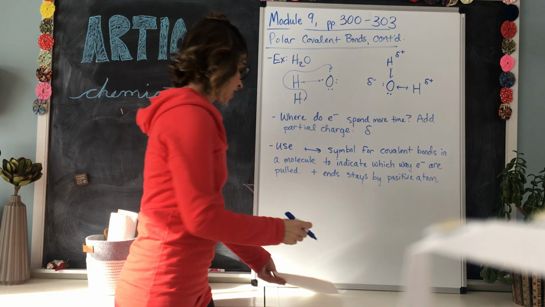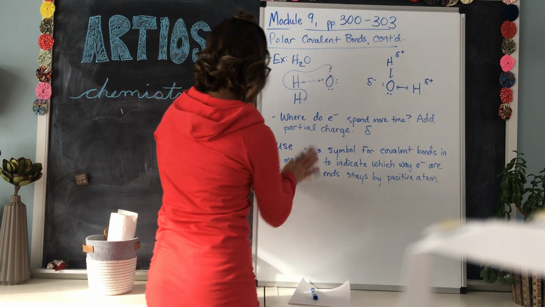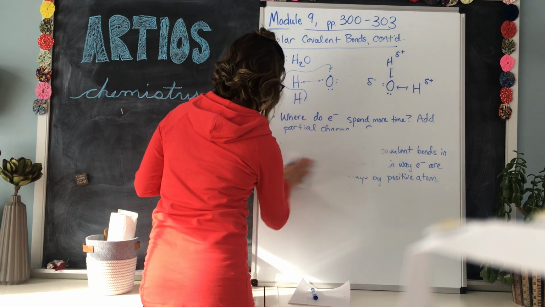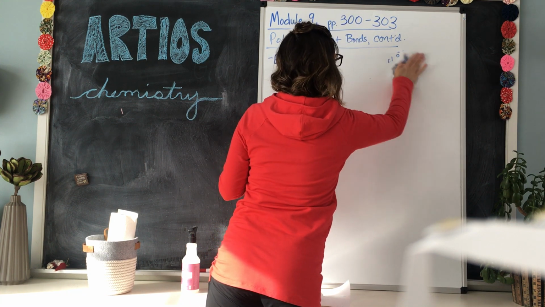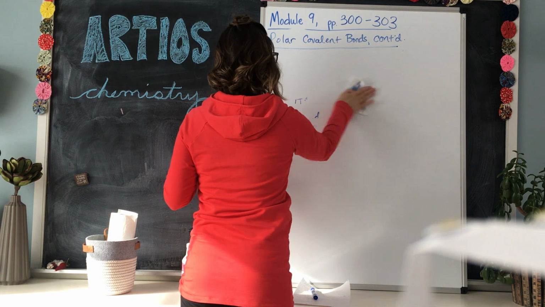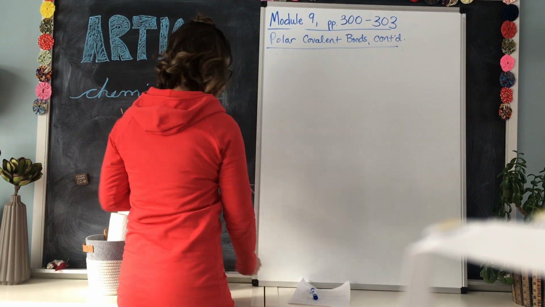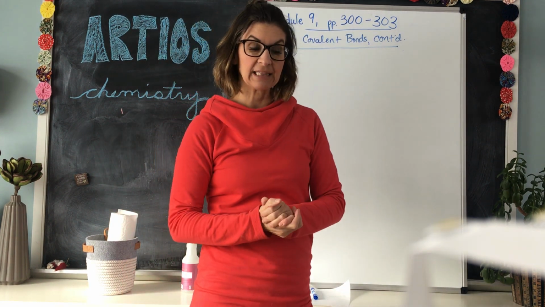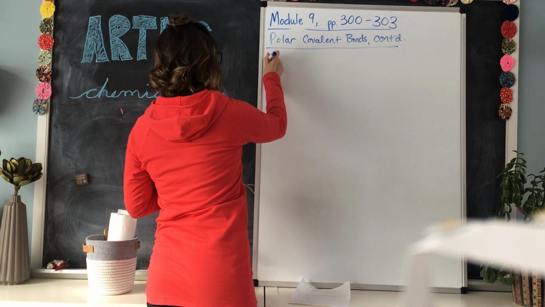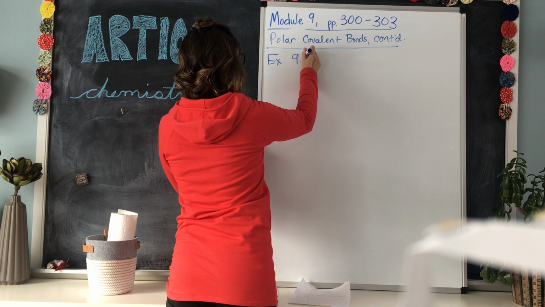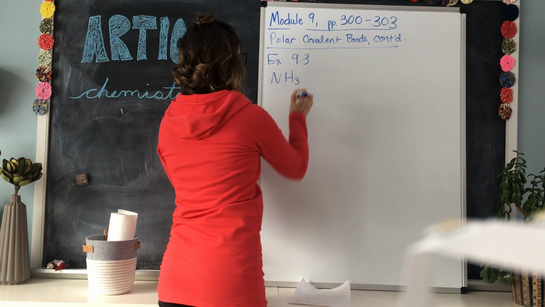All right, let's try a couple examples. Our examples are from example 9.3 in your book, which says to identify and label the polar bonds in NH3. Okay, so we're at example 9.3, and we need to identify and label the polar bonds for NH3.